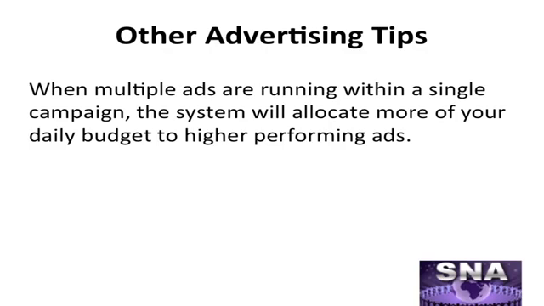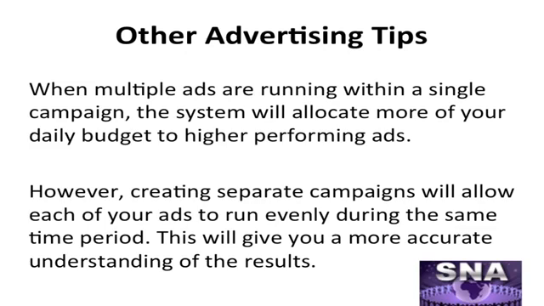I wouldn't run them all under the same campaign, just for this reason, because the system allocates more of your daily budget to the higher performing ads. Now, what you can do is by running 6 separate campaigns, they all run evenly over whatever time period you're following it on. They all get a fair run, and then you can actually look at them and say, okay, this one's working better than that one, and you go and cancel 5 ads, and then go and set up another 5 to see if you can get a better result than the one which is converting the best.